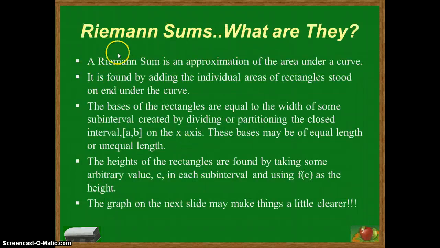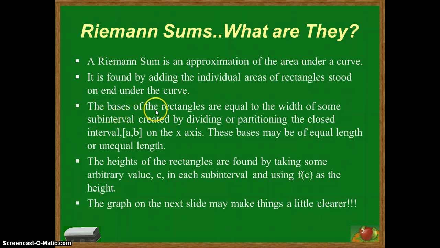Riemann sums, what are they? A Riemann sum is an approximation of the area under a curve, and it's found by adding individual areas of rectangles stood on end under the curve. Now, you've done a little bit of this already in section 4.3, where you were estimating with finite sums, and this is an extension of what you've been doing in 4.3.